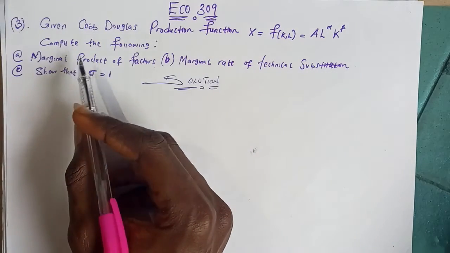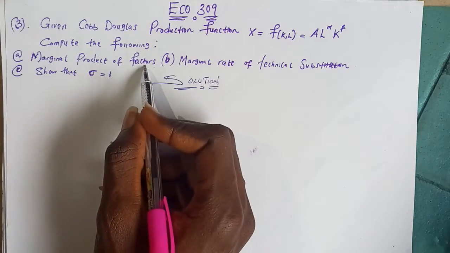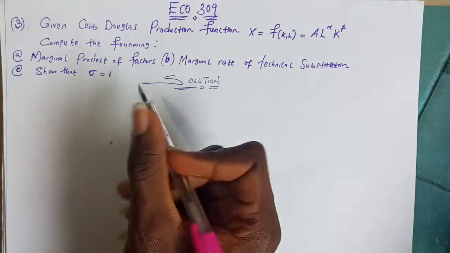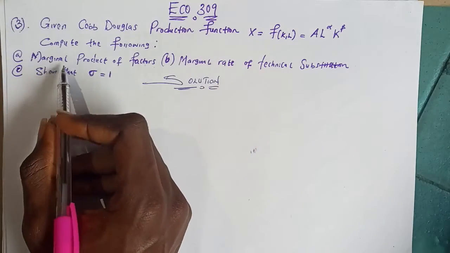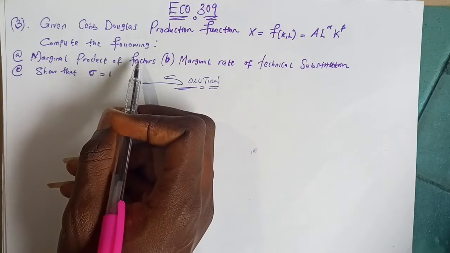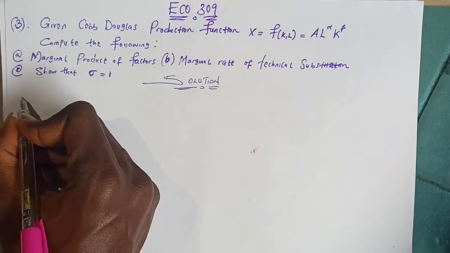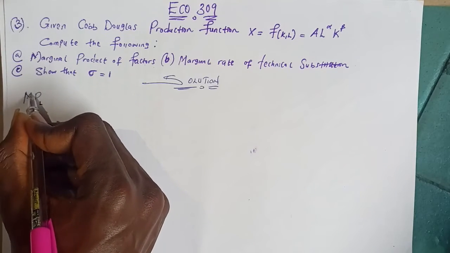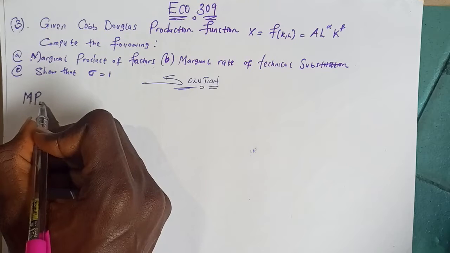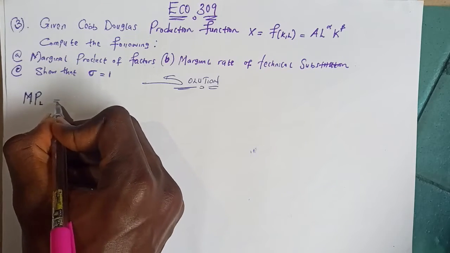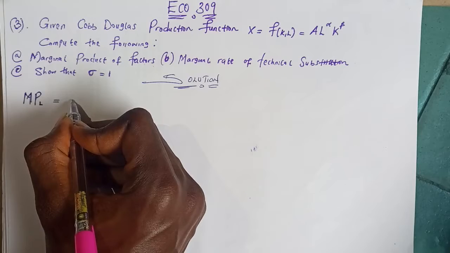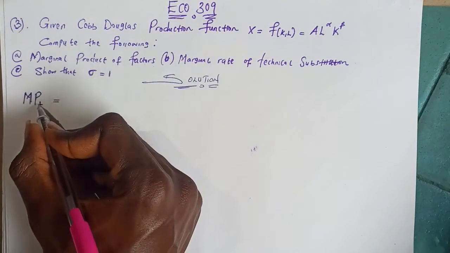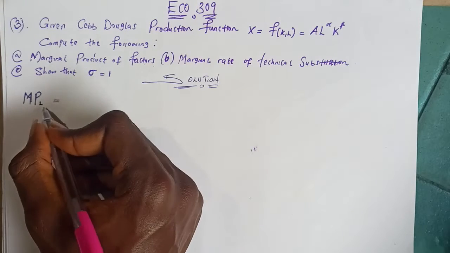We are now asked to compute the marginal product of factors. The factors here are both labor and capital itself. At first, we will have to find the marginal product of the two factors. So let's pick the marginal product of labor. As far as I'm dealing with marginal products, the marginal product of the factor labor means I'll differentiate the production function given to me with respect to L itself.